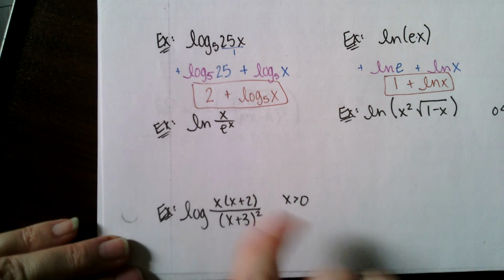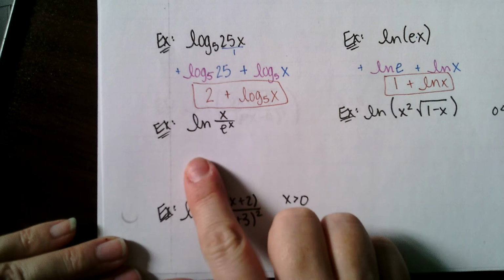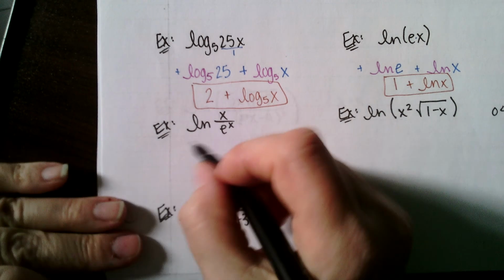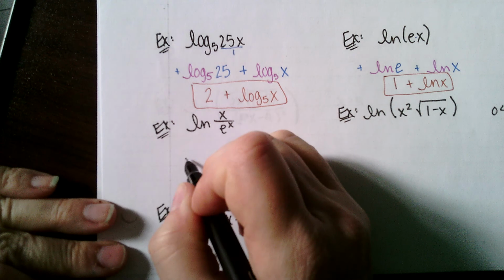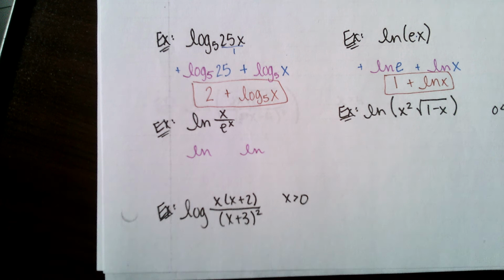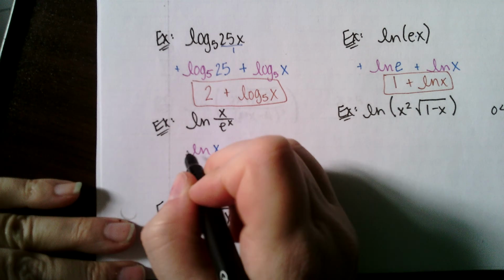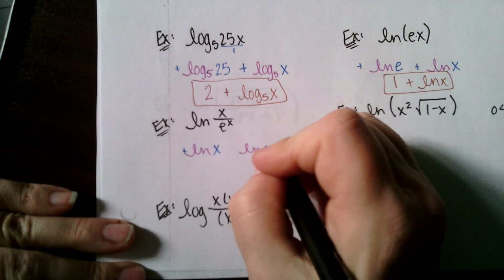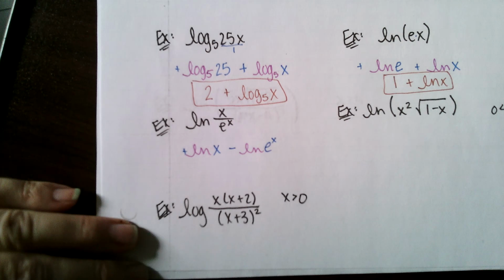All right, natural log of x over e to the x. So again, we have 2 roomies, one of them in the numerator and one in the denominator. So I need 2 natural log homes. My upstairs roomie is positive, so natural log of x is positive. My downstairs roomie, e to the x, is negative.